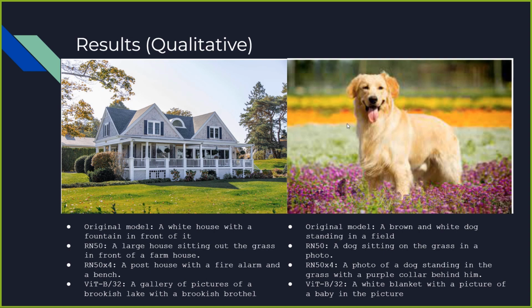And for the dog image, the original model output was a brown and white dog standing in the field. For ResNet 50, a dog sitting on the grass in a photo. And for ResNet 50x4, the output was a photo of a dog standing in the grass with a purple collar behind him. And for ViT-B32, the output was a white blanket with a picture of a baby in the picture.